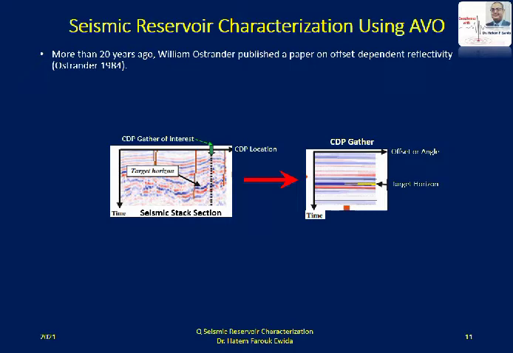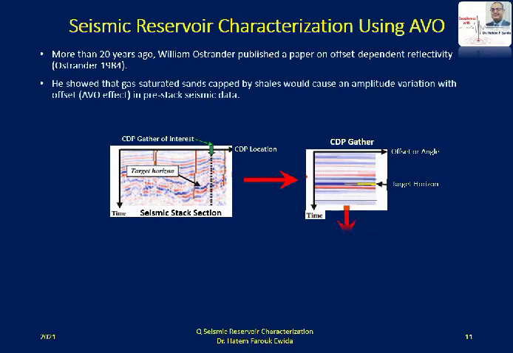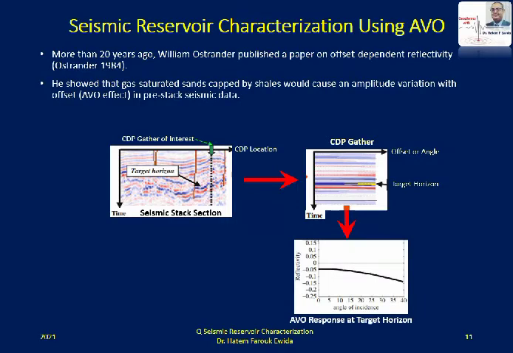So he showed that if I have a gas saturated sand capped by a shale, this would cause an amplitude variation with offset, as you see. If my amplitude was at negative 0.05, and I move to the far offset, it will increase. This is what you see here. You start with a blue color and go to a yellow color. The yellow color here means higher amplitude.